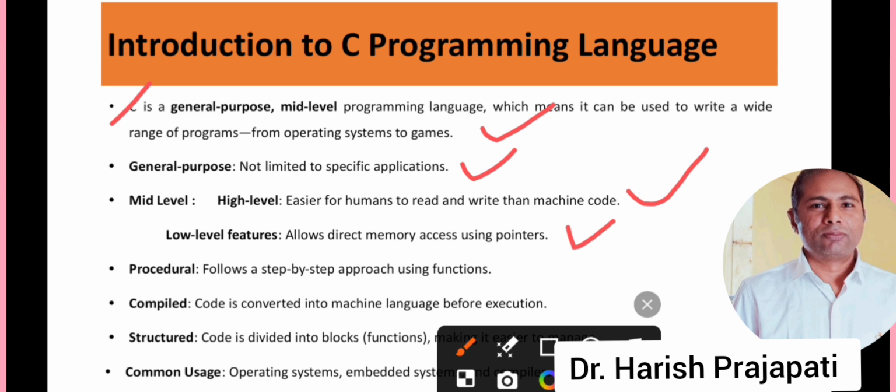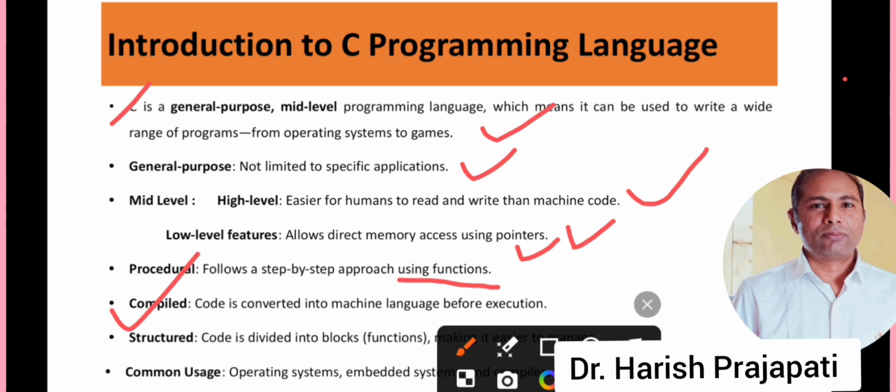The third feature of the C language is that it is a procedural language. Procedural language means we can develop a big program by following a step by step approach, and we can use functions here. By using functions, we can develop a big program using the C language. The fourth feature is that it is a compiled language. Compiled language means code is converted into machine language before the execution.